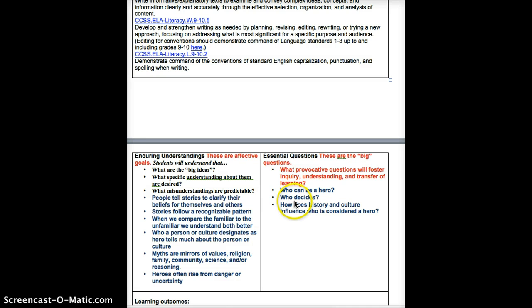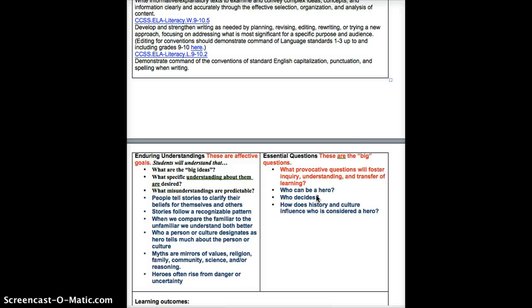And you'll notice that there's some similarity here with some of my understandings and my questions, and that's purposeful. As they're investigating how does history and culture influence who is considered a hero, we look over here and we see that heroes often rise from danger or uncertainty, and that myths are mirrors of a society. And over here, when it says how does history, who decides, we look and see who a person or culture designates tells much about the culture.